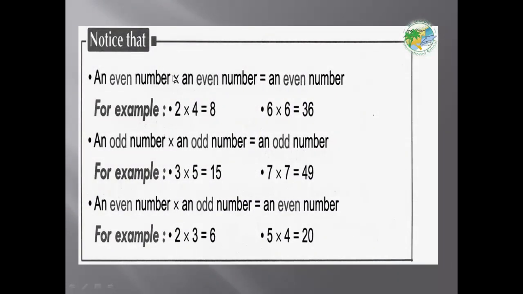Note that an even number times an even number equals an even number, meaning 2 times 4 equals 8. Even times even equals even. Odd number times odd number equals an odd number: 3 times 5 is 15, 7 times 7 is 49. Even number times odd number equals an even number, like 2 times 3 equals 6, 5 times 4 equals 20.